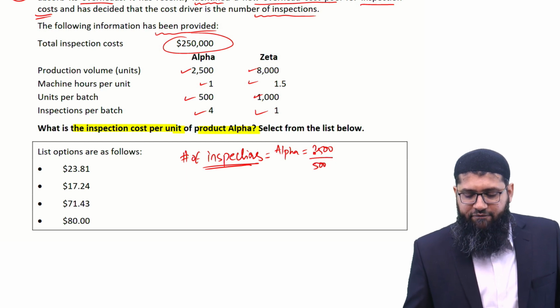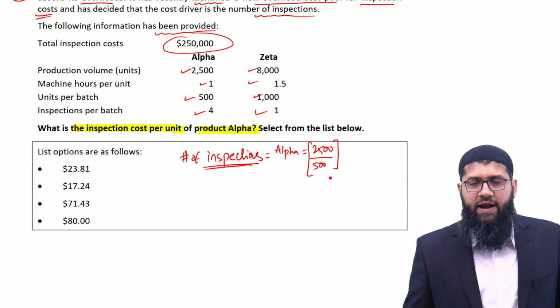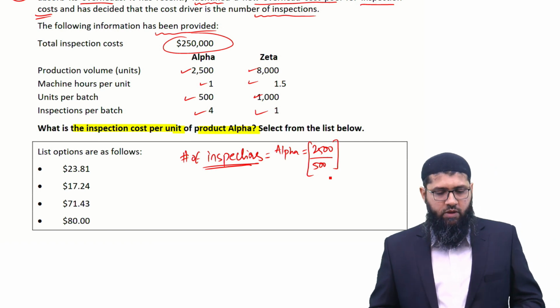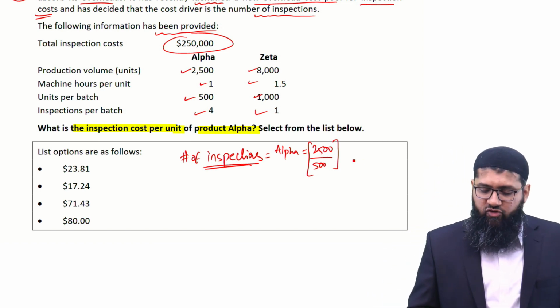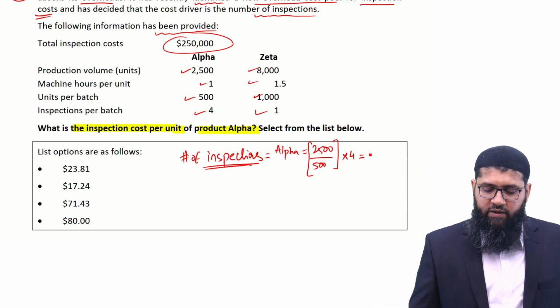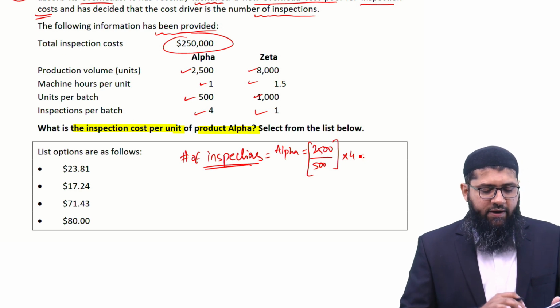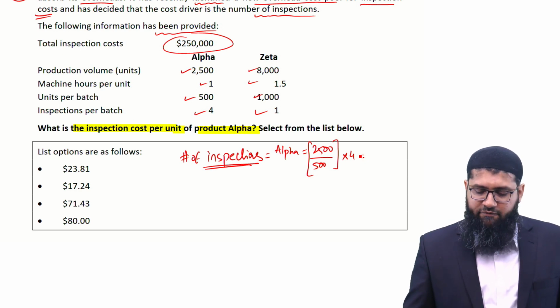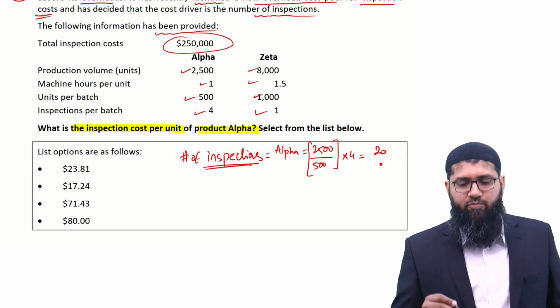You divide it by 500, so what do you get? You get the number of batches. And for each batch, there are 4 inspections. So resultingly 2500 divided by 500 multiplied by 4 gives you 20 inspections.